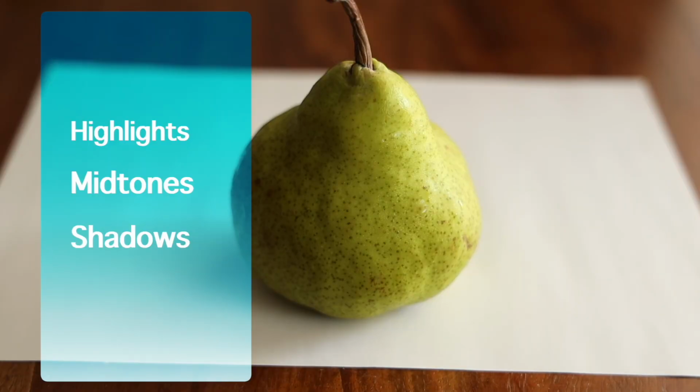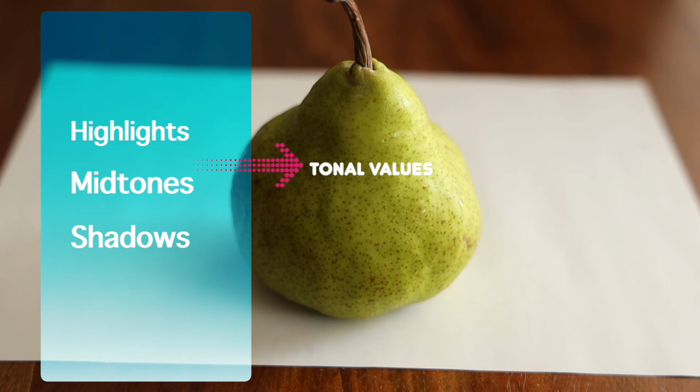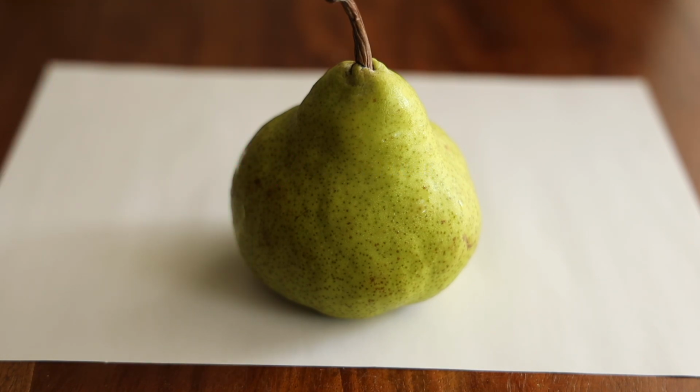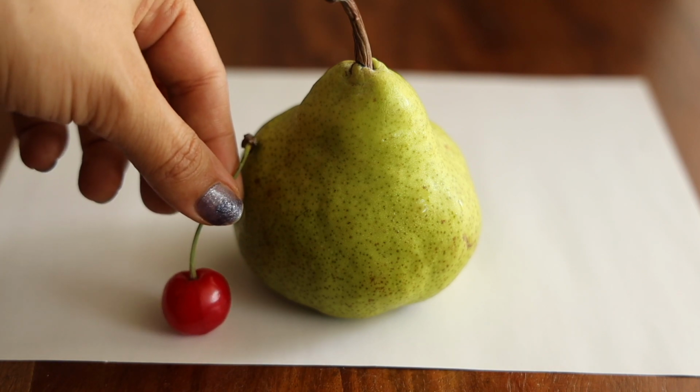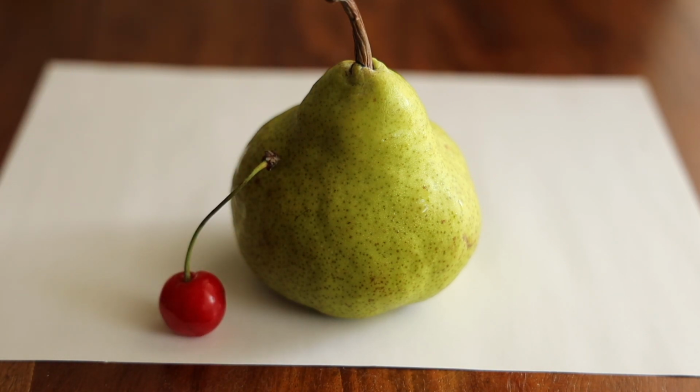So these are the terms that describe the tonal values of different areas in an image. Now what do we mean by tonal values? It means how dark or light something appears. Now this might sound very complicated to you, so just to explain it well, let's start from the basics.